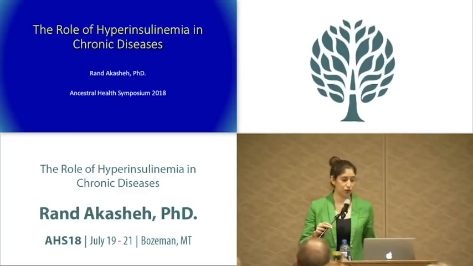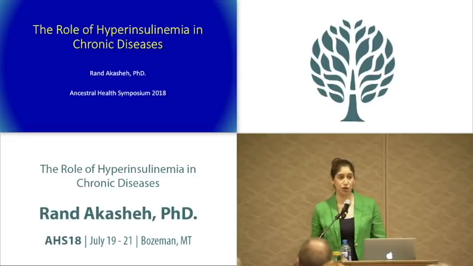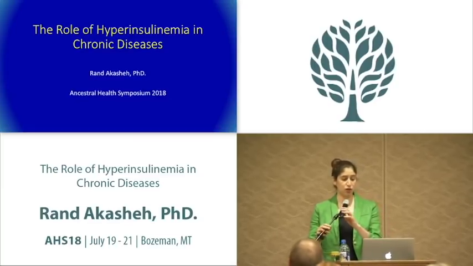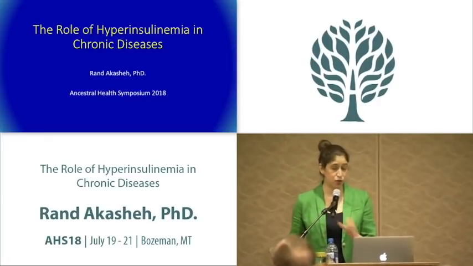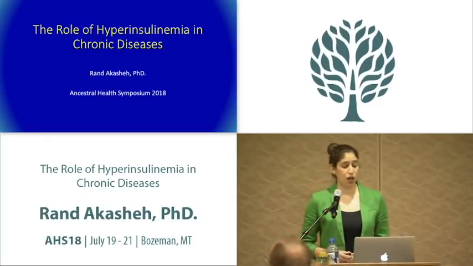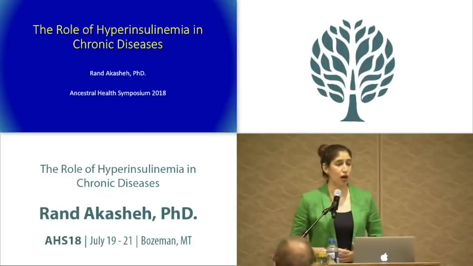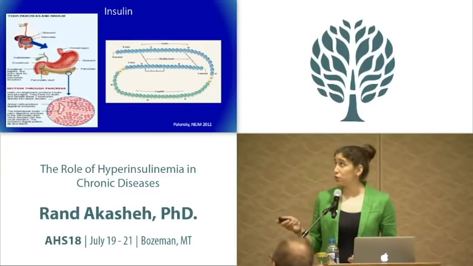I am from the University of Illinois at Chicago. I study basically how diseases occur. It's a field we call pathophysiology. And I'm gonna discuss the role of insulin in today's most prevalent chronic diseases. The title is the role of hyperinsulinemia, meaning increased insulin levels in the circulation, and how they are related to chronic diseases. What's insulin anyway?